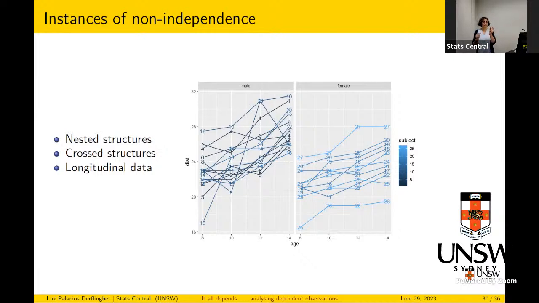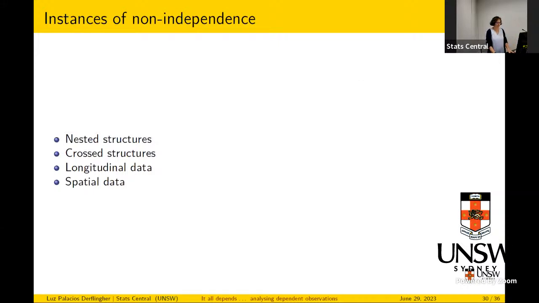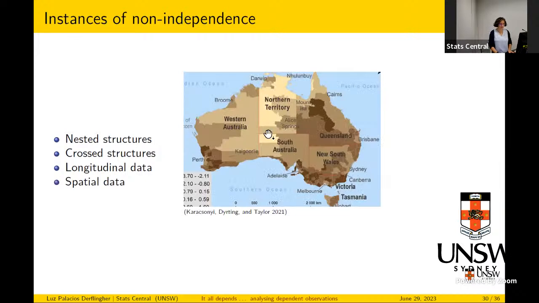And that means that my observation with respect to the previous one is more correlated than with respect to two previous ones, and then with respect to three previous ones, et cetera. Spatial data also has to do with, as the name implies, something that has to do with space. This was a paper about COVID-19 and vulnerability. They did something with respect to the areas in Australia.